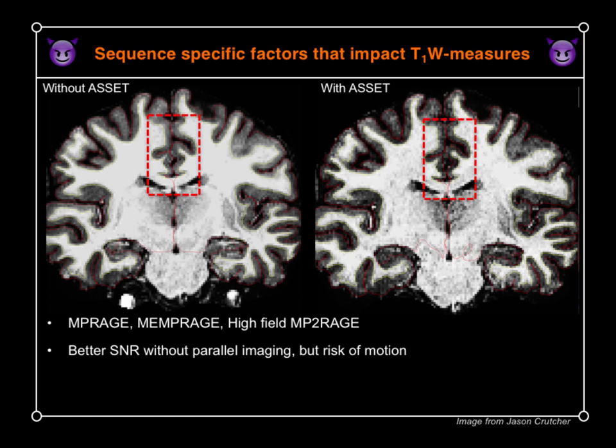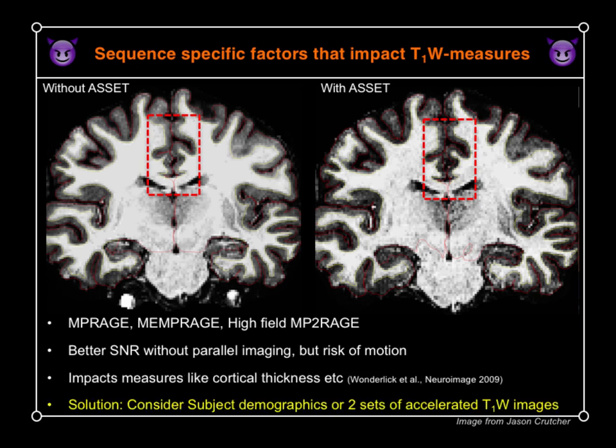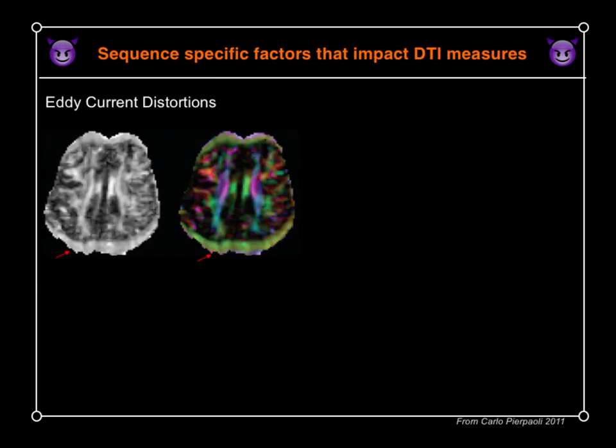Now, on the flip side, if you don't use ASSET, you now have a 10-minute scan, and if you're studying kids, then you're in a lot of trouble because kids simply can't stay still for 10 minutes. So in the interest of getting reasonably good data, what I would recommend is to use 2 sets of accelerated T1 weighted images, because just one is not enough. But if you get 2, you can merge them, you can average them, you get better signal to noise, and you can get a better measure of cortical thickness and so on. So that's one of the main issues with T1 weighted images.